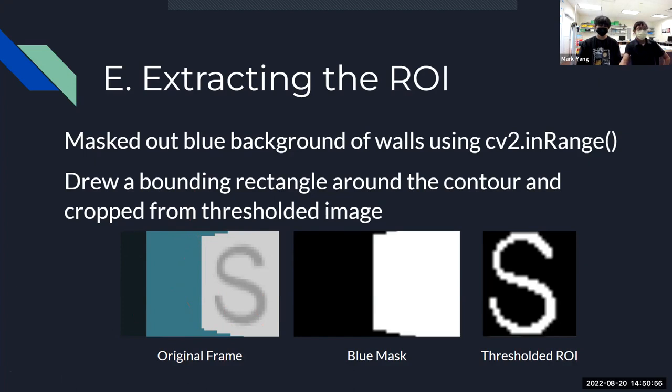So what we did here was we masked out the blue background of the walls using cv2.inRange. And then we found contours on that image. And then this is what we get here for our mask. And then we drew a bounding rectangle around the contour. And bounding rectangle is just one of OpenCV's functions for contours. And once we got the bounding rectangle, we simply crop that from the threshold image to get our region of interest.